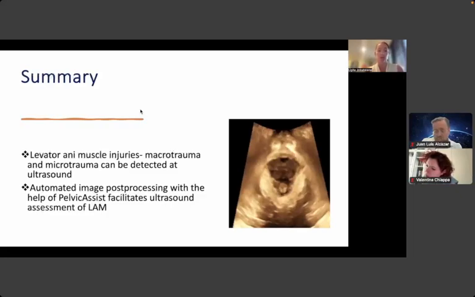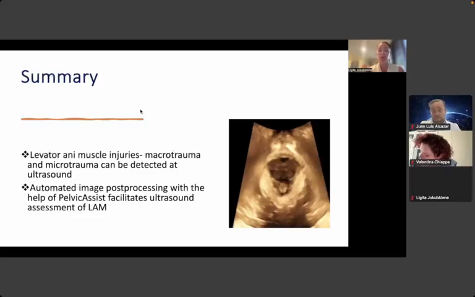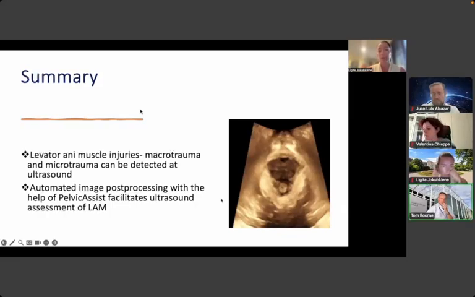floor. I've shown you that there are two types of levator ani muscle injuries, microtrauma and macrotrauma. These can be detected at ultrasound. An automated image post-processing with the help of pelvic assist will facilitate your ultrasound assessment of deep pelvic floor muscles and will help you in your daily work.